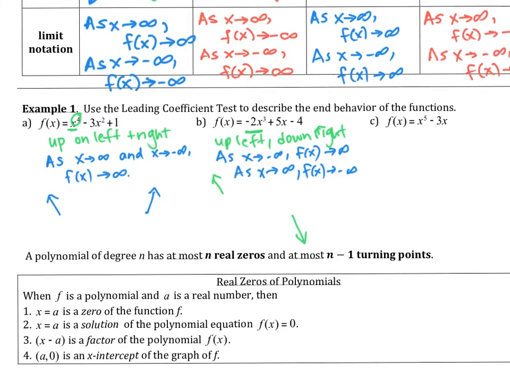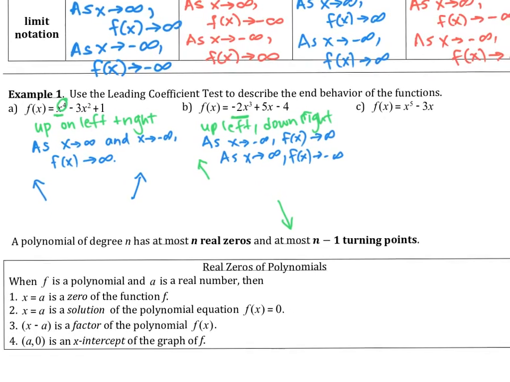Okay, and then the last one is f of x equals x to the fifth minus 3x. The leading term is x to the fifth. 5 is an odd number, so this is an odd degree, so it's going to be a mismatch on the end behavior, one up, one down. Since it's positive, it's going to go up, down, something like that.